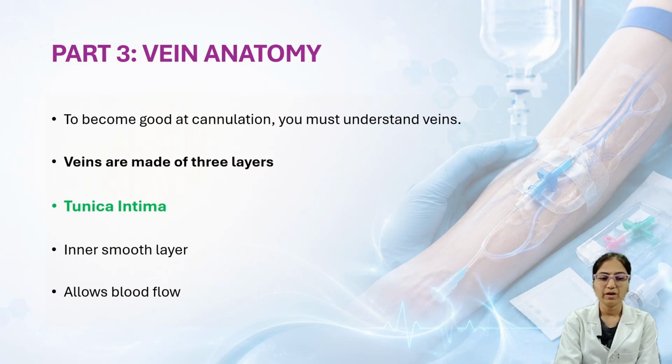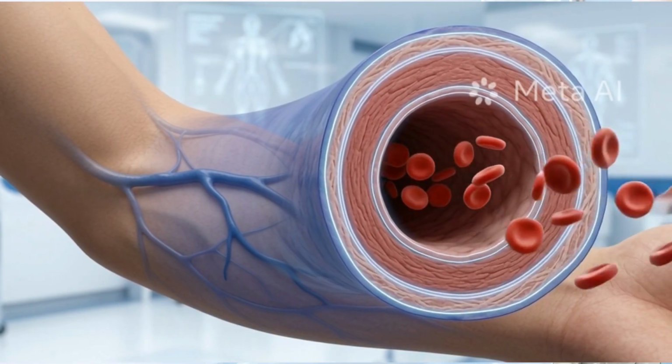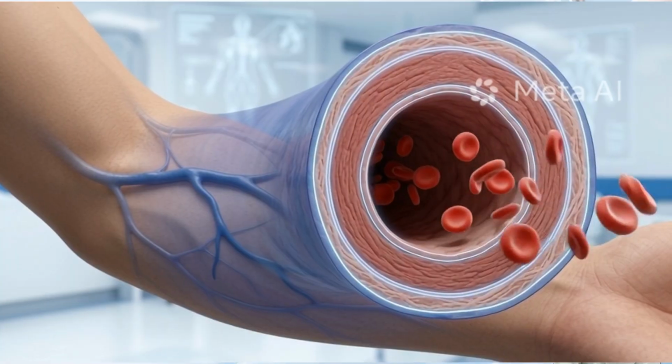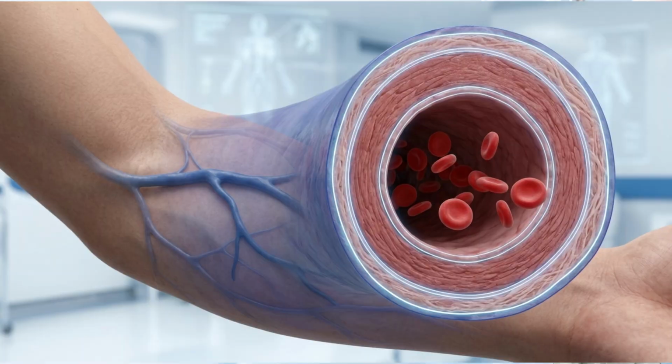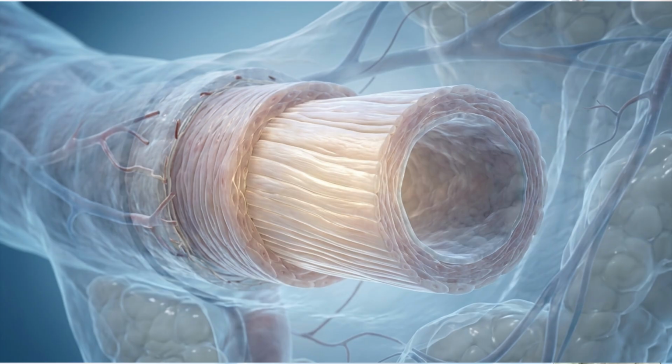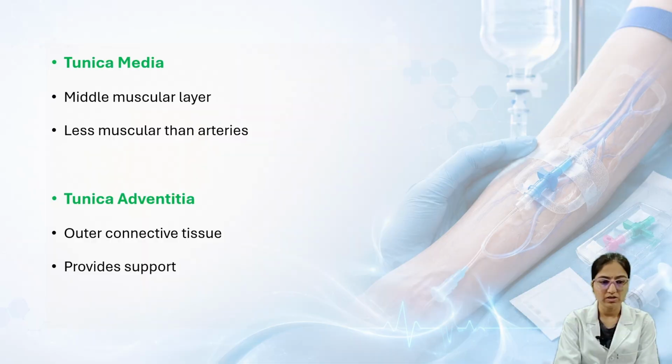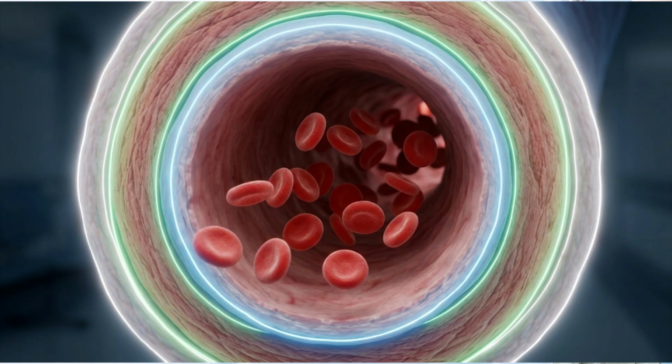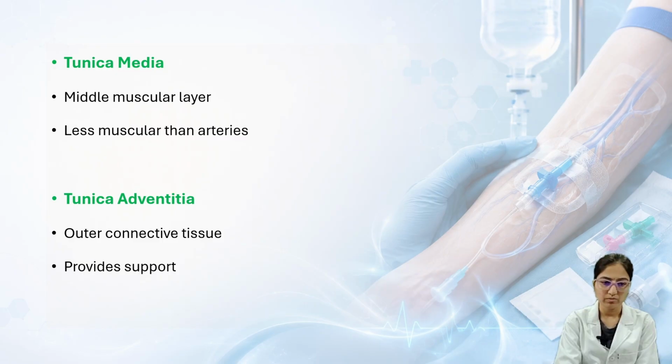Next, we'll see a very important thing, vein anatomy. To become good at cannulation, you must understand veins. Yes, you must understand veins. Veins are made up of 3 layers. First is the tunica intima, the inner smooth layer that allows blood flow. Second is the tunica media, the middle muscular layer, less muscular than arteries. Third is the tunica adventitia, the outer connective tissue that provides support.